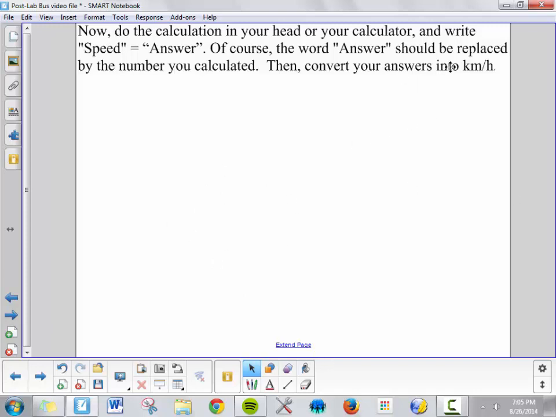Once you have your answer, it would of course be in meters per second based on your measurements. But of course we want those measurements in kilometers per hour. So you would take your speed, write it in meters per second, and then we're going to do some factor label. Remember, factor label uses very simple division to cancel out units. So if this is a meter per second, we want to put meters on the bottom to cancel the meter and kilometers on the top to get kilometers.